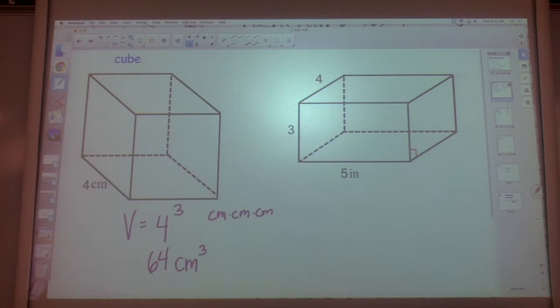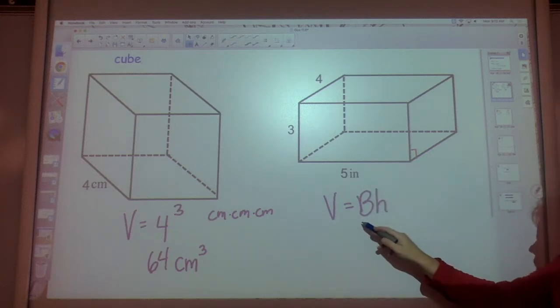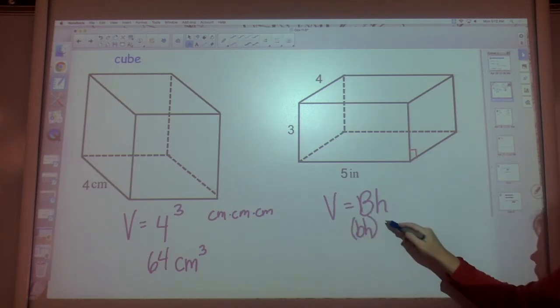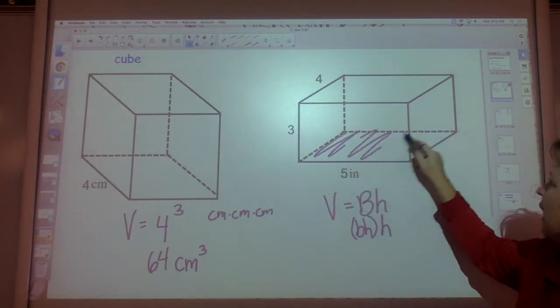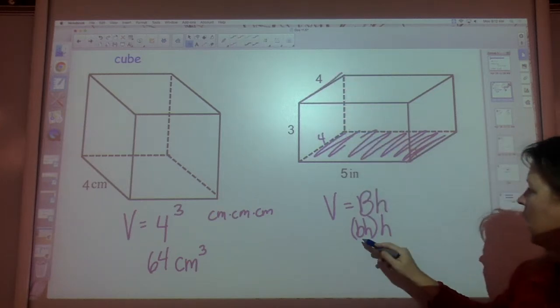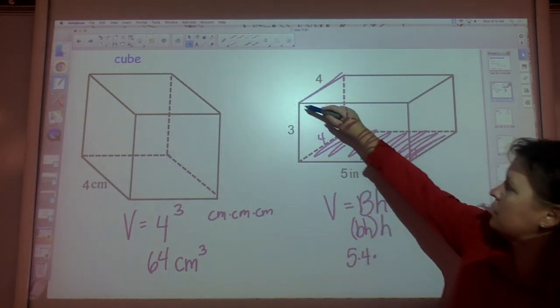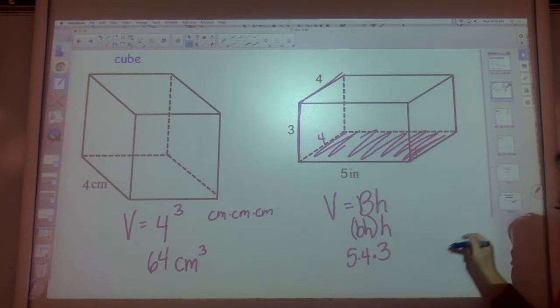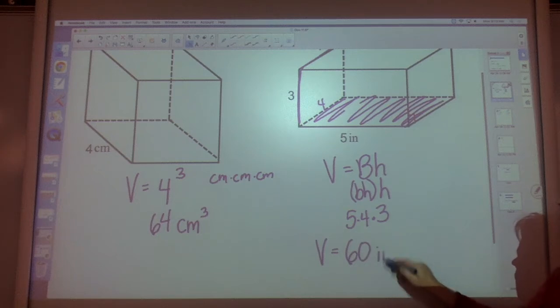Take a look at this rectangular prism. If we want to take the area of the base, volume equals capital B times H. But our capital B in this case is base times height of the base, and then height of the actual prism. Well, what's our base? We've got a 5 by 4. Our base is 5 inches by 4 inches. And the height, or the distance between the two bases, is 3. Multiply those together, your volume is 60 cubic inches.